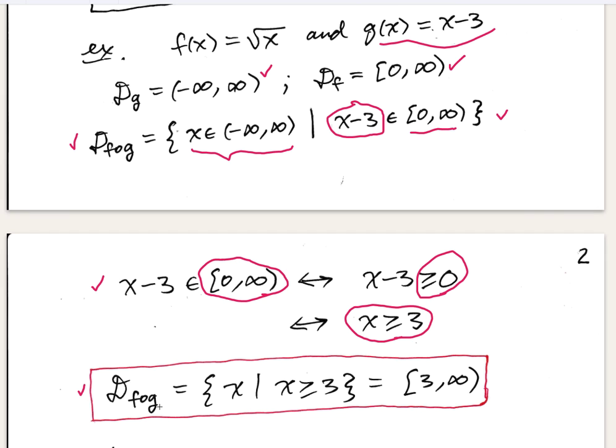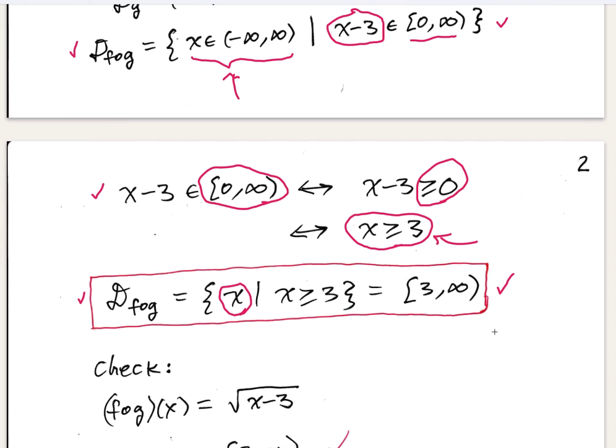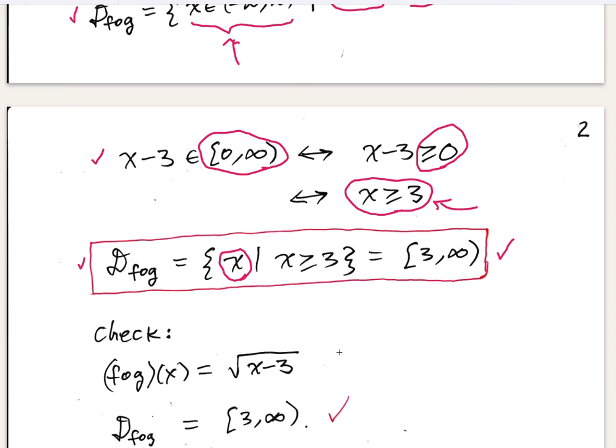The domain of f composed with g would be the set of all x, right? So this is implicitly real, so I'm just writing that instead of that up there. And then such that, what? x is greater than or equal to 3. As a set in interval notation, that would be what? From 3 to infinity, and you want a square bracket on 3 because we are including 3 in our set here.